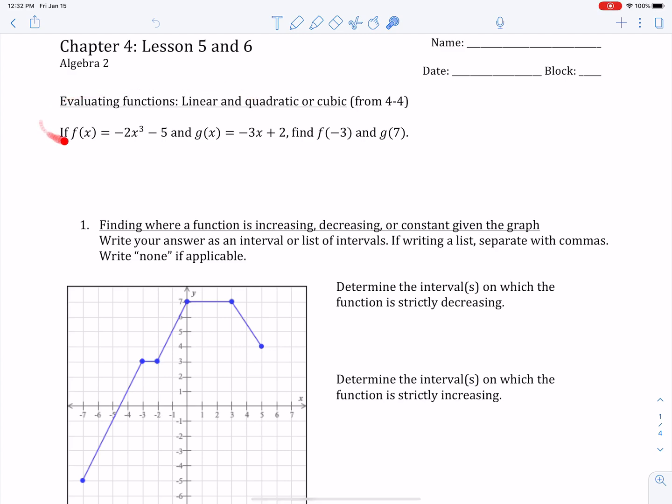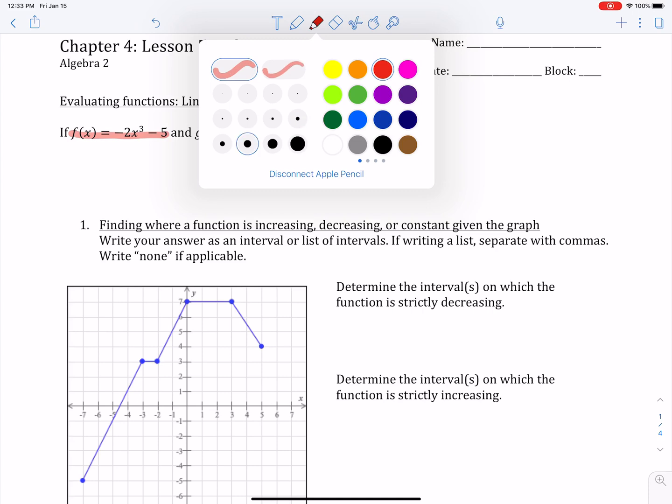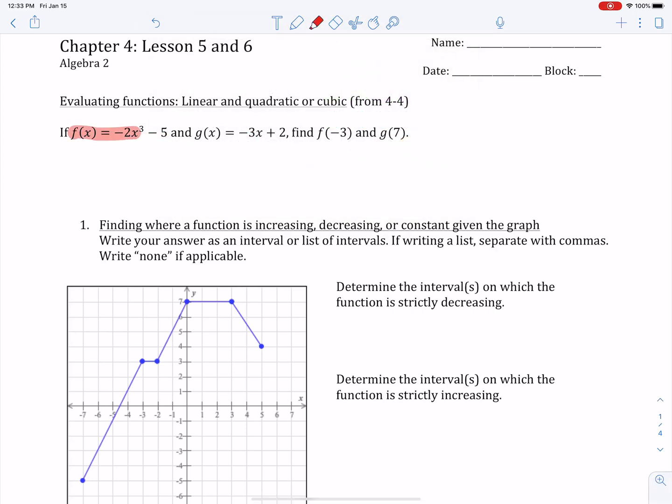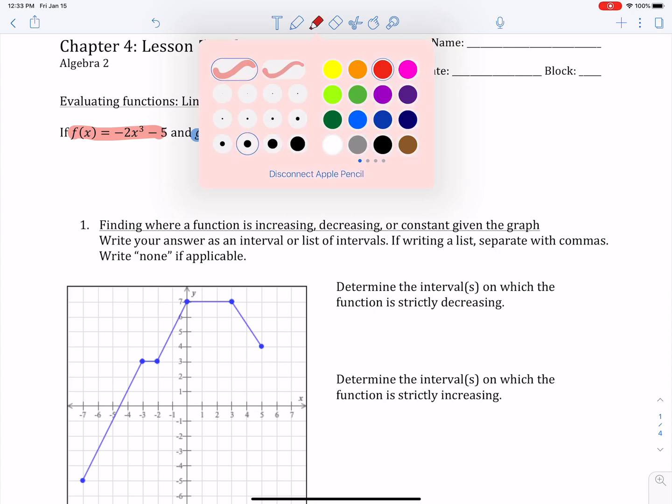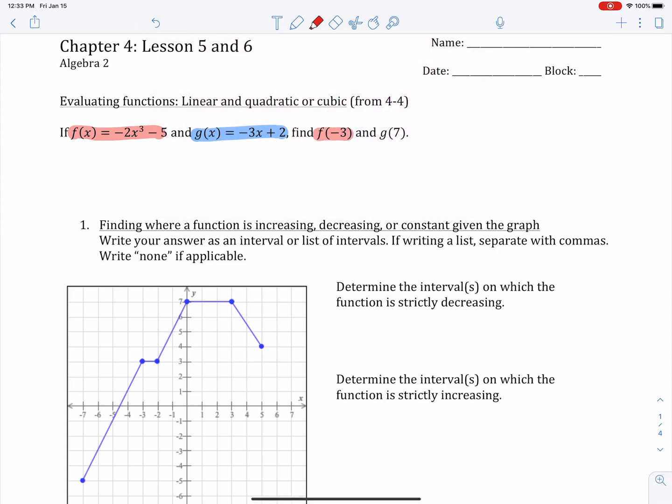So where I'm at is I'm up here at the top. There are two different functions taking place here. Let me go ahead and make this a little bit bigger. There's this function, and then there's this function. For f of x equals negative 2x cubed minus 5, it tells me what my x equals. And for the other function, this tells me what my g is.